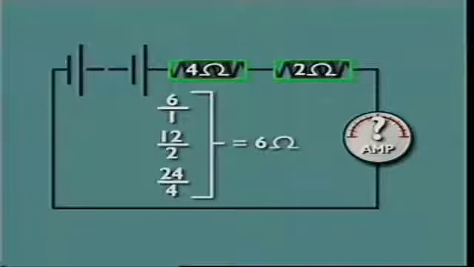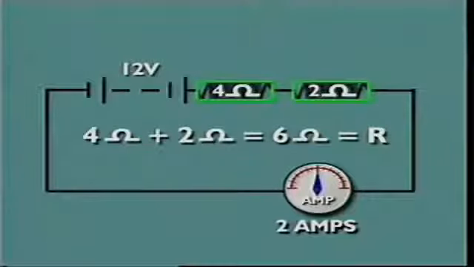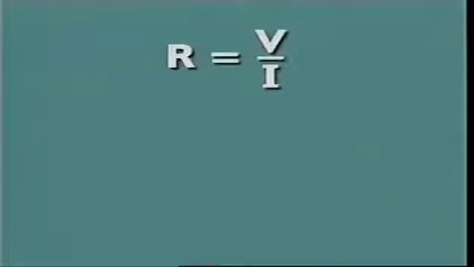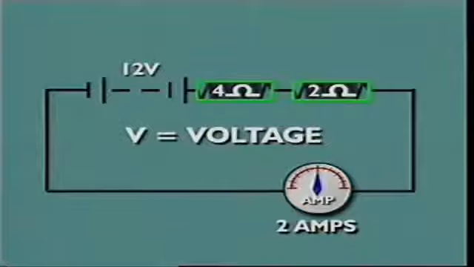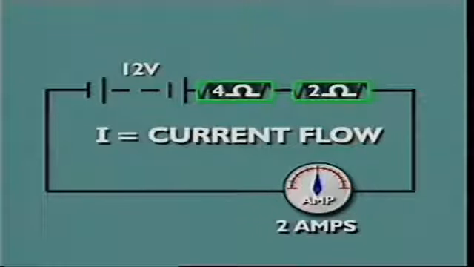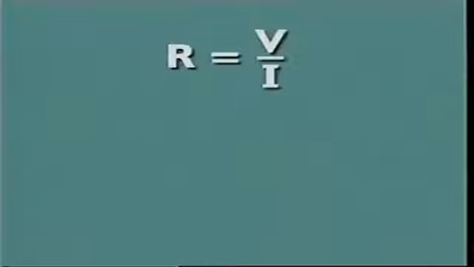If voltage and amperage are recorded each time they change, and each voltage is put over each amperage, the resulting fraction always equals the same number. Total resistance of a circuit in ohms always equals the voltage divided by the amperage. This is Ohm's law. R stands for resistance, V for voltage, and I for current in amperes. R equals V divided by I. Therefore, I equals V over R, and V equals I multiplied by R.